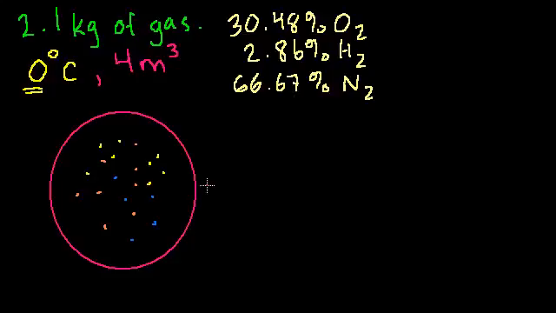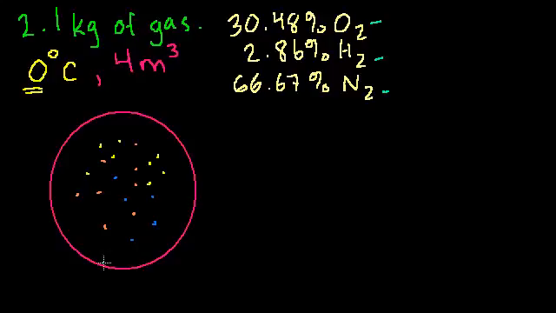Now what we need to figure out, and it's all at standard temperature, at 0 degrees Celsius, which we know is 273 Kelvin, is the total pressure in the container, or being exerted on the surface of the container. And then, this is the new concept, we want to figure out the partial pressures of each of these gases. Essentially, how much are each of these gases contributing to the total pressure?